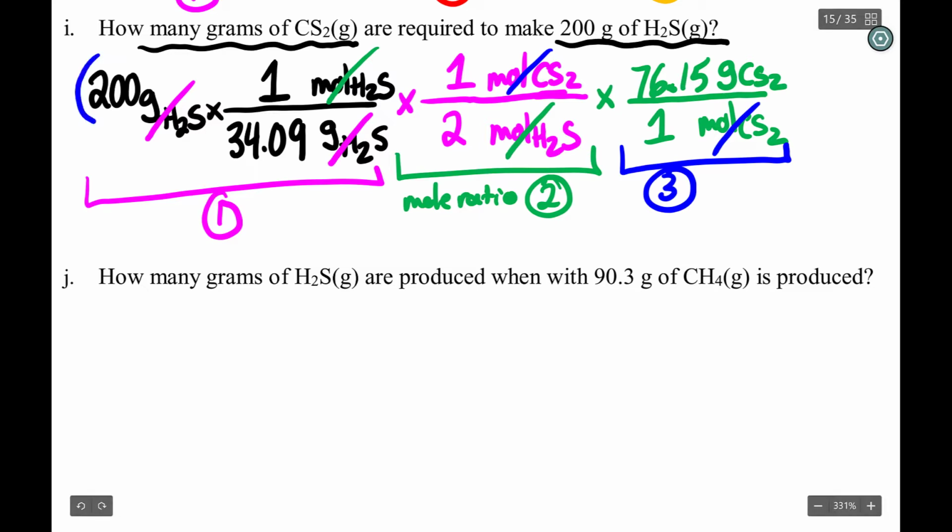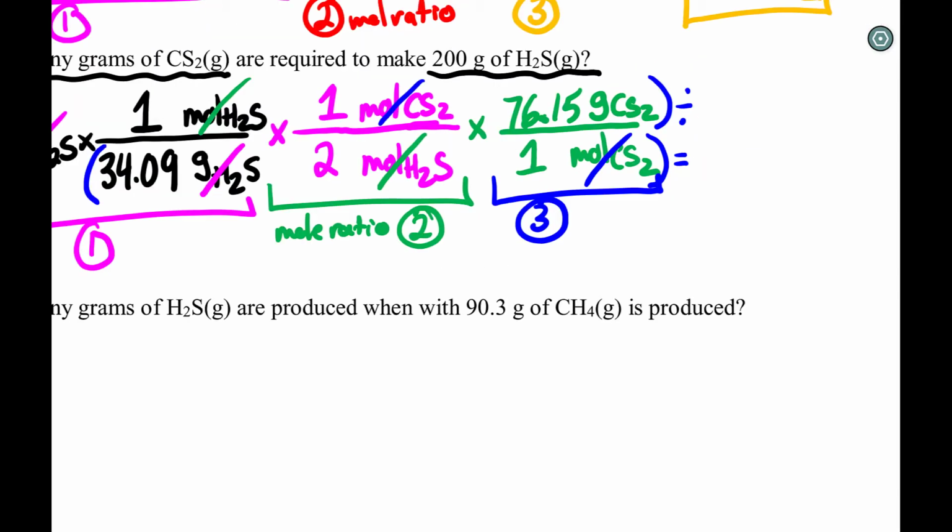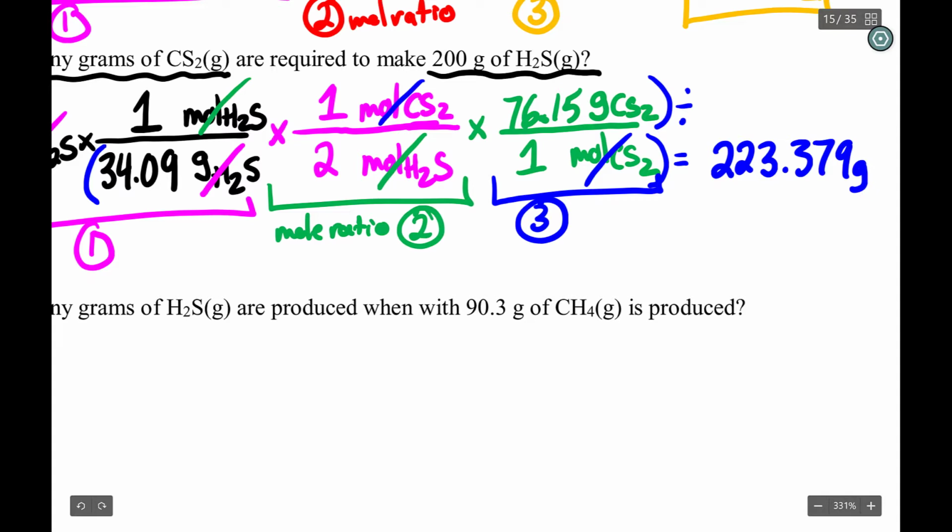Everything on top in one set of brackets, hit divide. Everything on the bottom in one set of brackets and hit equals. And I got 223.379 grams of CS2. With significant digits, it would be 223 grams of CS2.